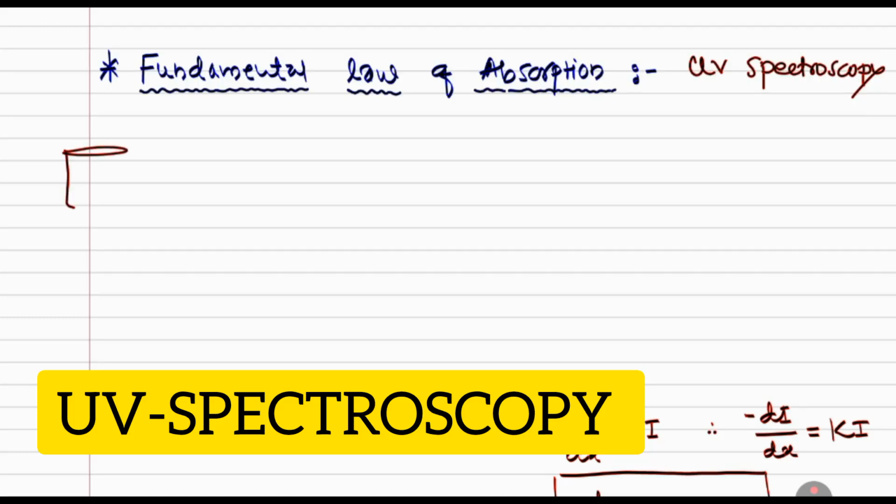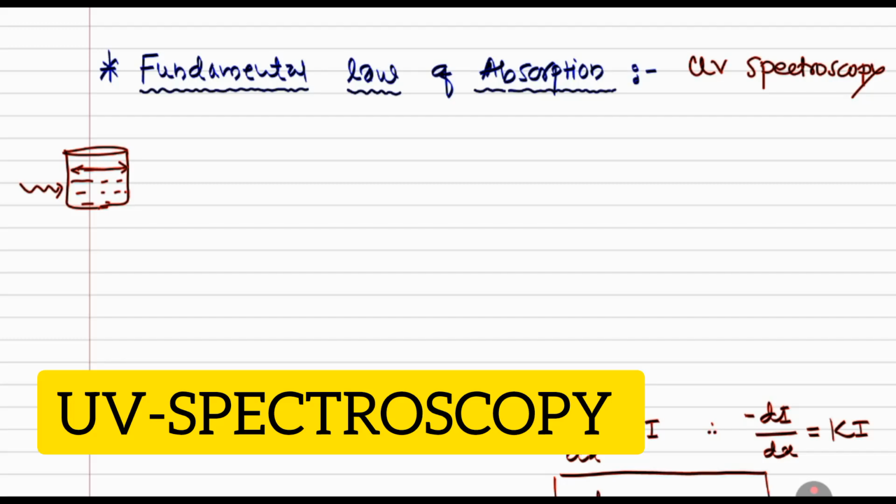Generally, a sample interacts with the UV radiation. Suppose this is a sample, it is interacted with the UV radiations. So the amount of light absorbed depends upon certain factors, like the length of this tube, the concentration, and the intensity of incident radiations. So these are some important factors which influence it. The first fundamental law of absorption is given by Lambert's law. The second law is Beer's law, and together we have the Lambert-Beer law.